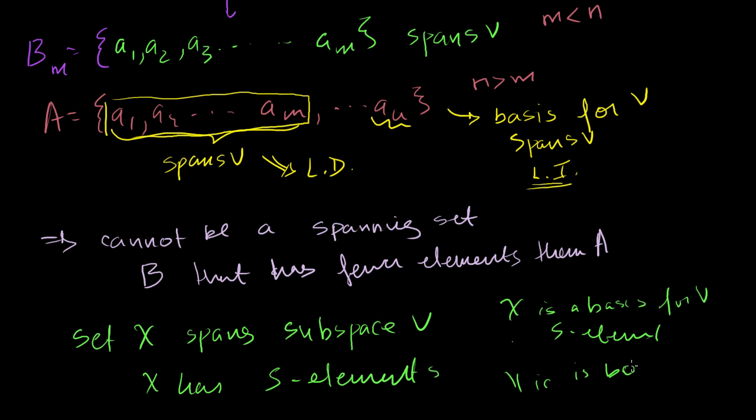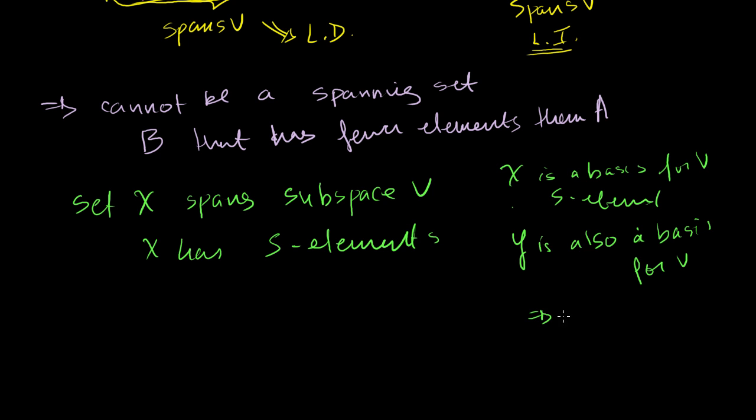My handwriting's degrading. Let me write it a little nicer. Y is also a basis for V. You know that Y also has to have exactly 5 elements. How do I know that? Well, if Y is a basis, then that means that it spans V. And we know it can't have anything less than 5 elements. We just proved that. So, one way we know that Y has to have greater than or equal to 5 elements.